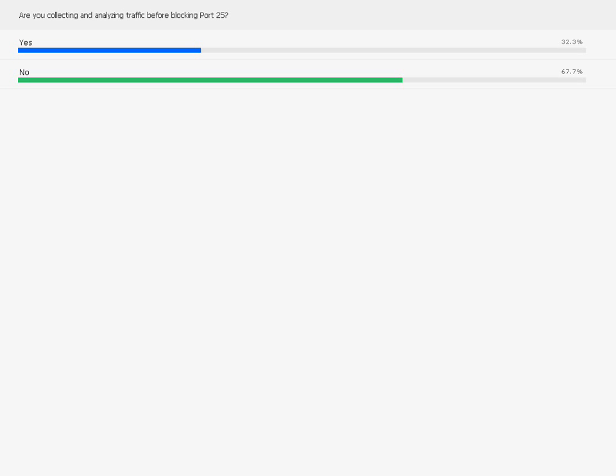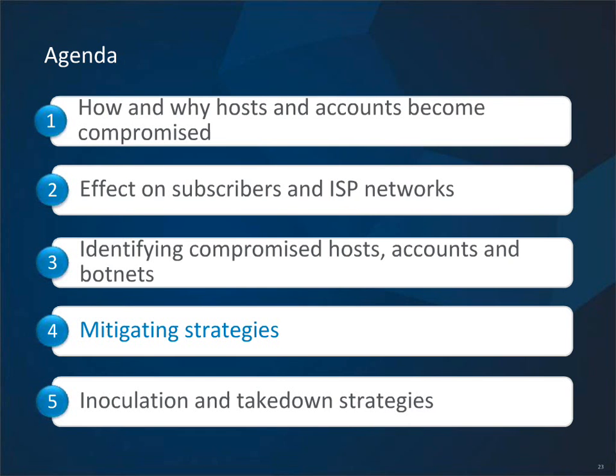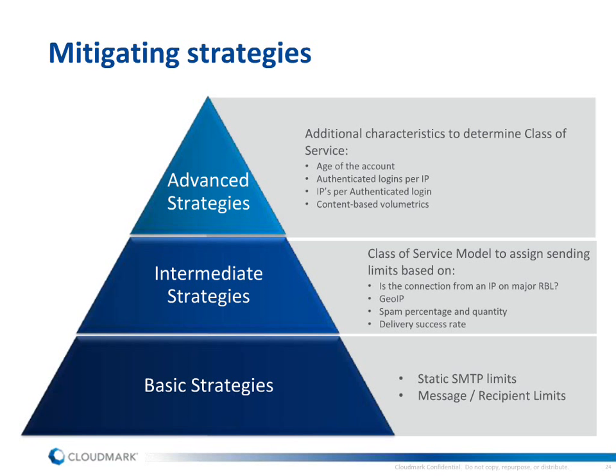Okay, great. Thanks, Lenny. Now let's talk about ways to mitigate these vectors of attack by botnets, compromised accounts, and hosts. Beyond blocking outbound port 25 for botnet mitigation, there are three levels of SMTP policy sophistication that I'd like to talk about to mitigate the effects of compromised accounts and hosts.